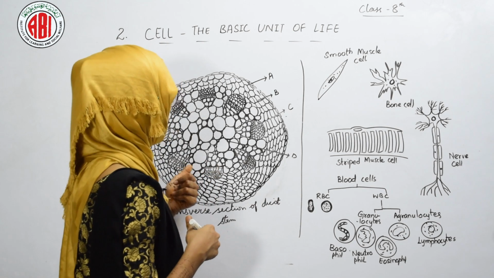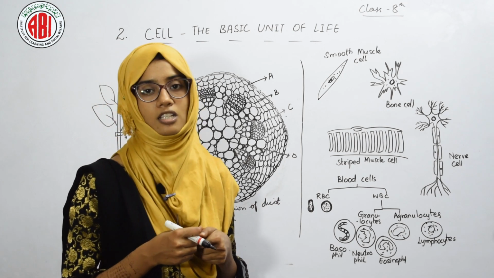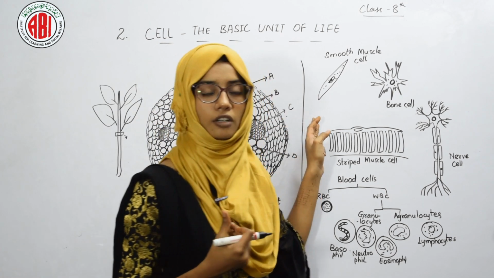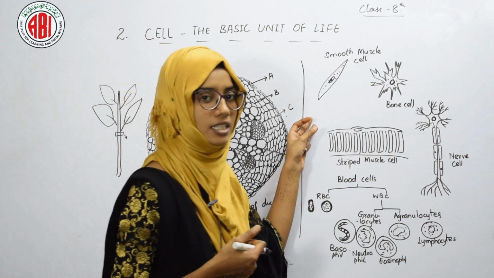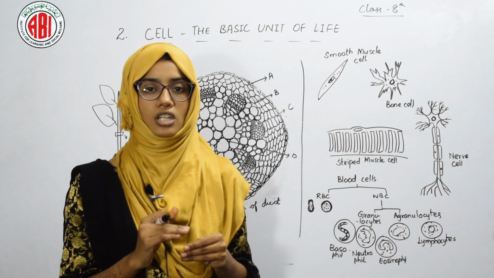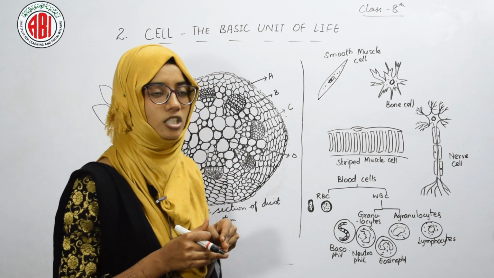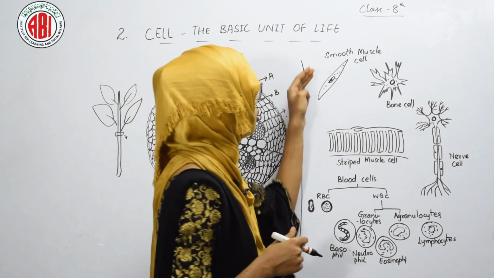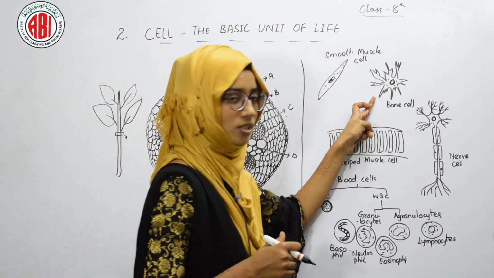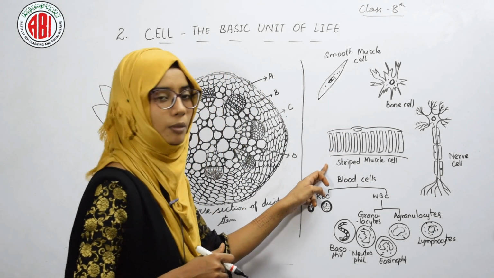But here we have learned about the transverse section of the Tridax plant or the transverse section of the spinach plant. When we observe the animal cells or the human cells, we can see the different shapes of cells, and these different shapes and sizes of the cells present in different parts of the human body carry out different functions. This is a smooth muscle cell, and here is the bone cell which is different from the smooth muscle cell, and these are the striped muscle cells.